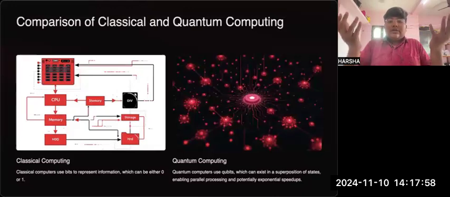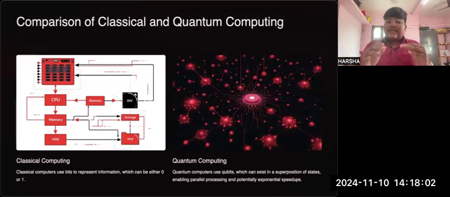Okay, so this makes quantum computers much faster for certain tasks. But classical computers are still way better for our regular use cases, like browsing the internet or doing our homework.